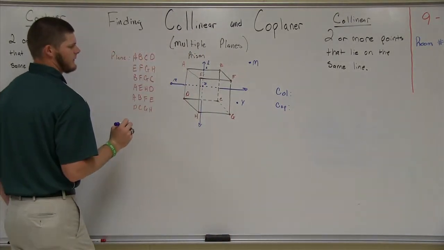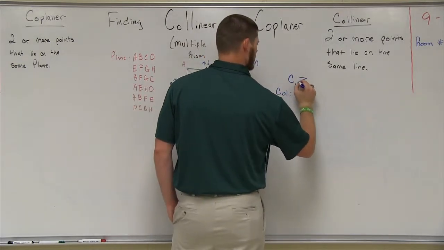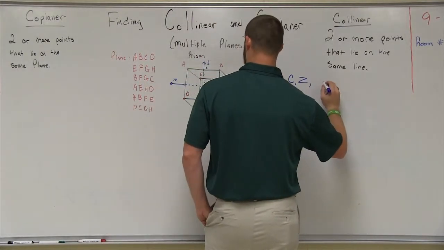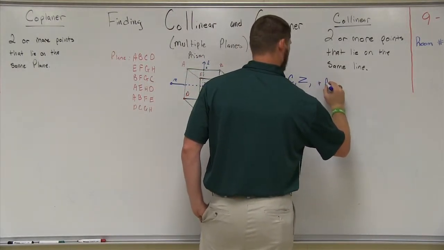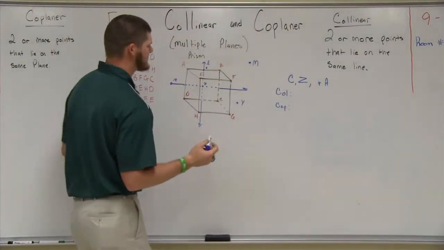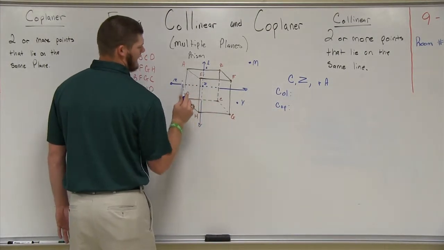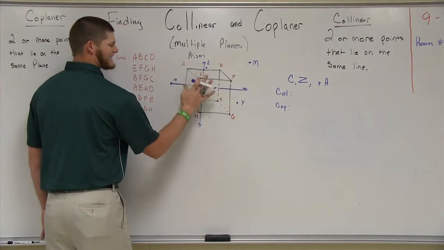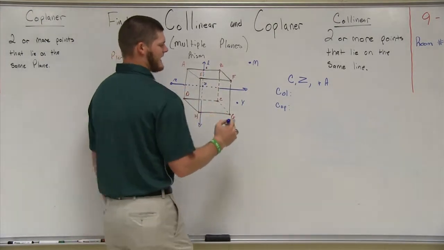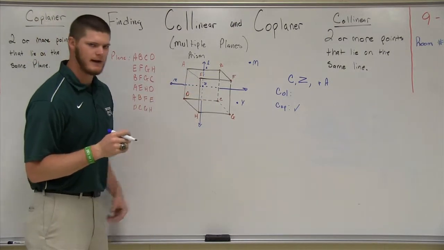Alright? Let's say that we have point C, Z, and A. Now this is where geometry gets a little bit more interesting because we can see that C, Z, and A are all on our back side of our construction here. So we would say that they are coplanar. But according to this construction, they may not be in a straight line.